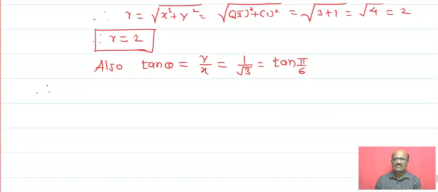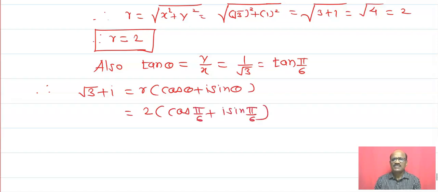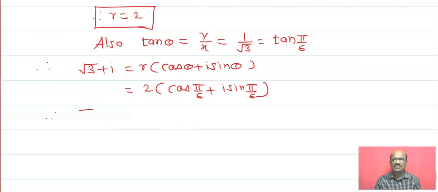Now see this. That is root 3 plus i. It's written in polar form as r cos theta plus i r sin theta. Now write the value of r. That is 2 times cos of pi by 6 plus i times sin of pi by 6. This is root 3 plus i.